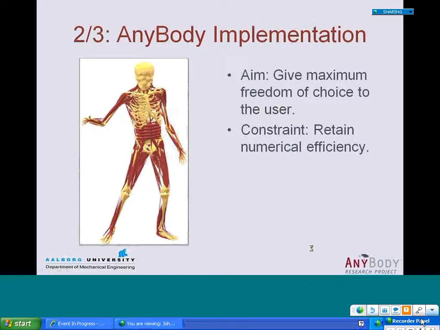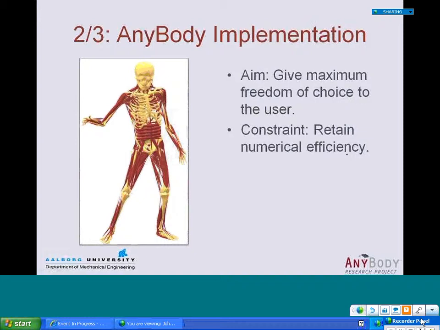However, there are also some constraints. We have not made this completely user-defined, because if we did that, we would have to compromise some of the computational efficiency, and we don't want to do that. We want to enable the user to run models, complicated models like the one that you see here on the left-hand side, in just a few seconds on an ordinary personal computer. And this is what is possible when we retain the numerical efficiency of the muscle recruitment algorithms. So we're trying to strike a balance between those two considerations, basically.